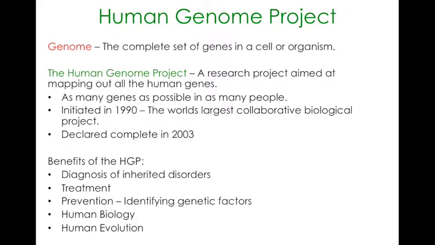And so, around about the 1990s, they set out to map all of the possible human genes that we have. Now, to do that, you basically have to survey as many people as possible. It was one of the world's largest biological projects, and they declared it complete in about 2003. So for about the last 15 or so years, we've figured out all of the genes that represent the human species, right?